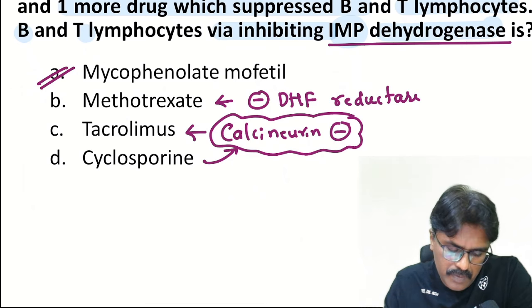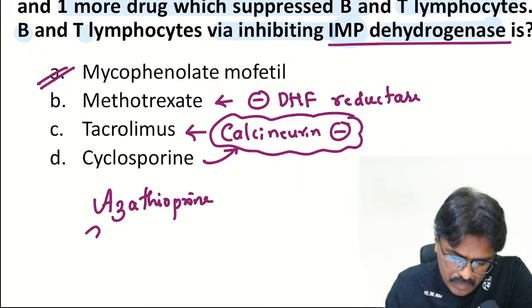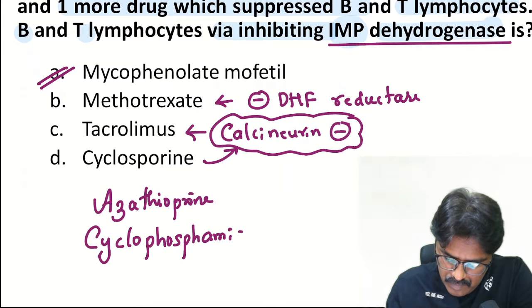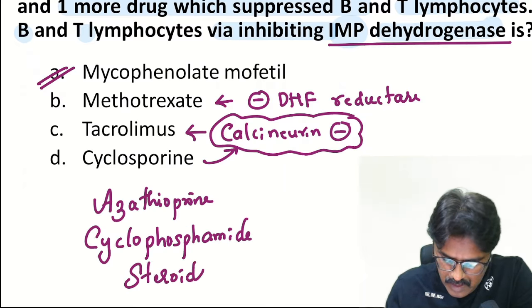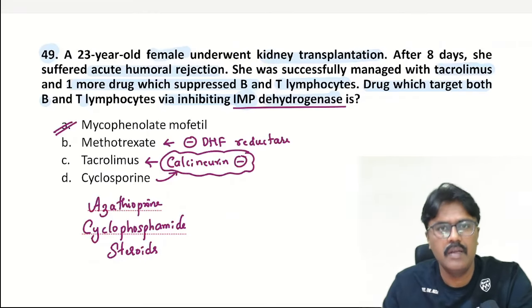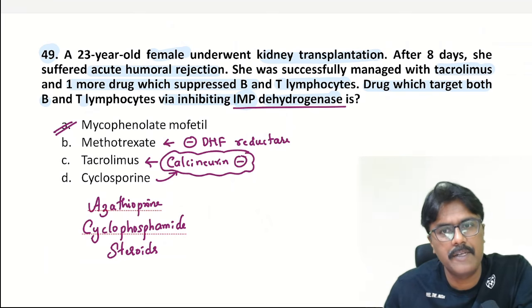What are the other immunosuppressants you need to know? Azathioprine, cyclophosphamide, steroids. These are immunosuppressant drugs. So the answer is A, mycophenolate mofetil.